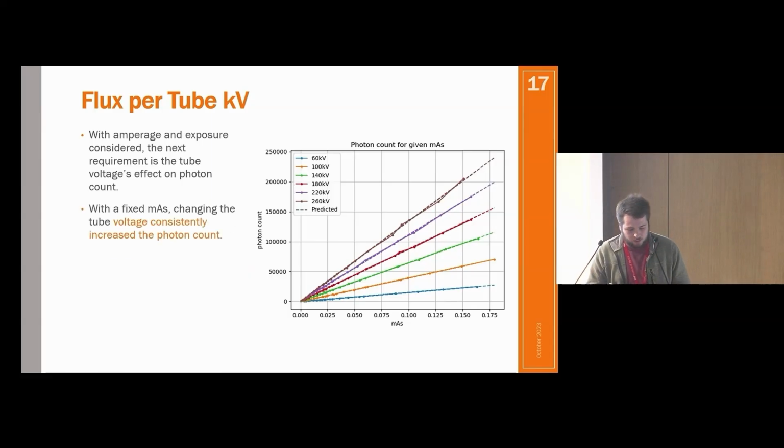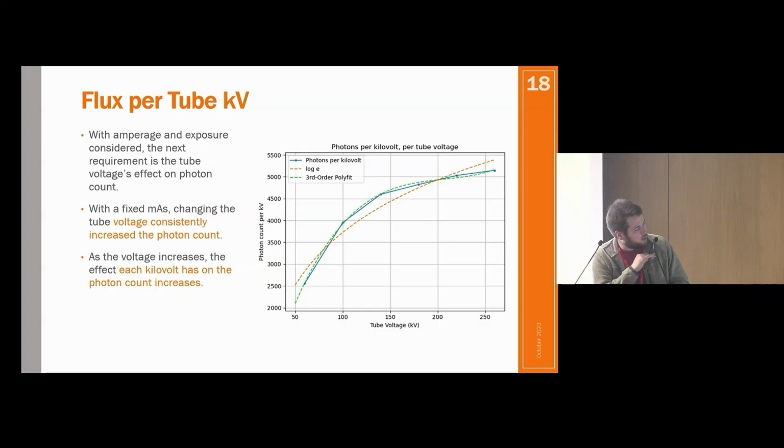The last thing is working out the voltage on our flux, and with our fixed mAs curves, we end up with these nice straight lines, and you can see the effect that the kilovolt into the tube has on your photon count. You can actually work this back into a nice curve, which we decided to fit using a third order polynomial, and it's the blue line you can see here. So as you increase your tube voltage, each kilovolt has an extra proportion to how many photons it makes.